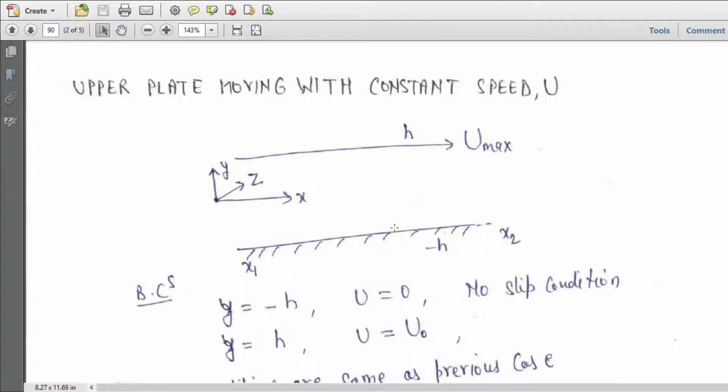The origin of the coordinate is chosen at the center between the two plates' gap. The y coordinate is in the direction perpendicular to the plates, x is the direction of the flow, and z is in the direction of the plate width.